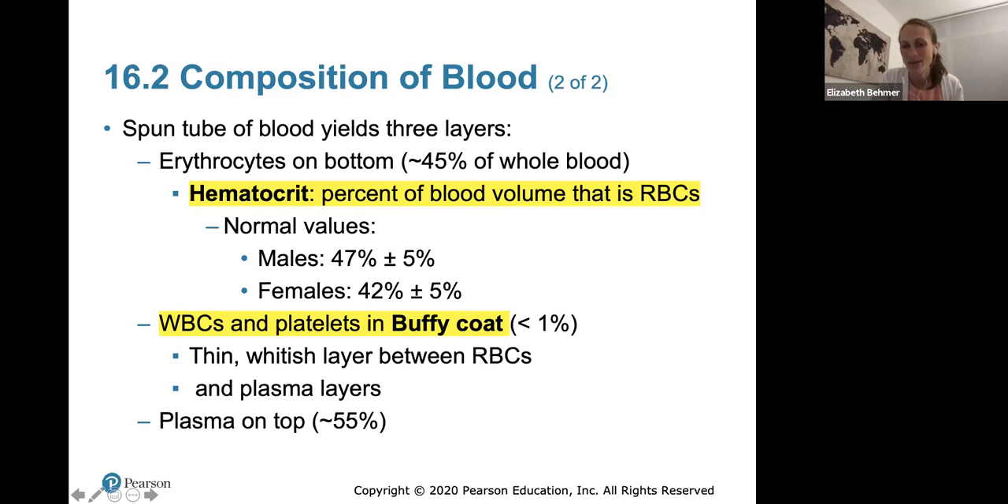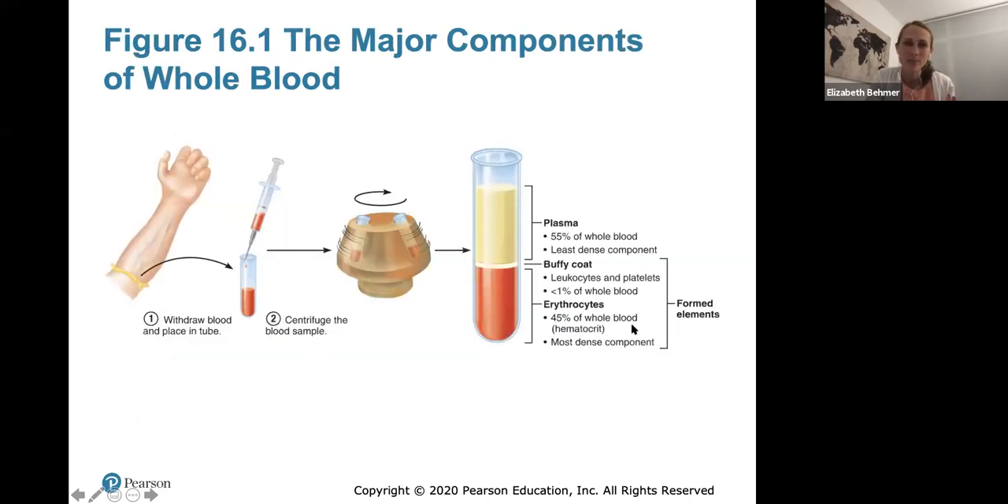Plasma layer is on top because it is mainly made of water, so it'll float to the top of that sample. So here is an example of the major components of blood after withdrawing a blood sample, centrifuging it down and seeing how the different layers of blood will separate out into their layers. Again, the erythrocytes are the densest, so they sink to the bottom. The buffy coat, which is just a really thin, lightish color layer, is where our leukocytes are, our white blood cells, and the platelets are, which help with blood clots.